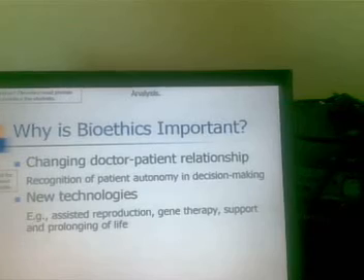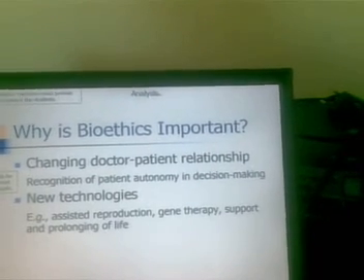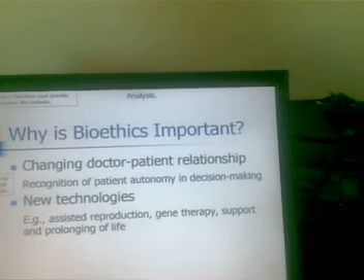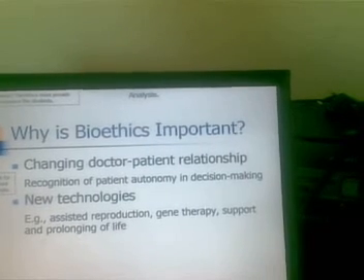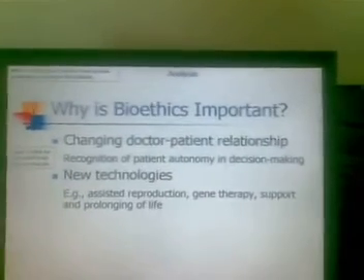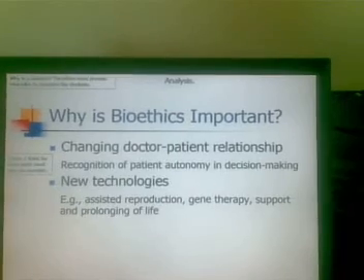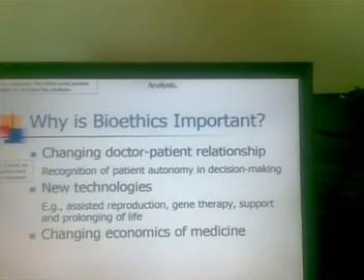New technologies, for example, experimental drugs, gene therapy, where you can choose the sex of the patient, you can change the genetic component of the offspring so that they can be healthy and so on. So these are new technologies that come in, and we must have proper ethical guidelines to know what can be done and what should not be done.